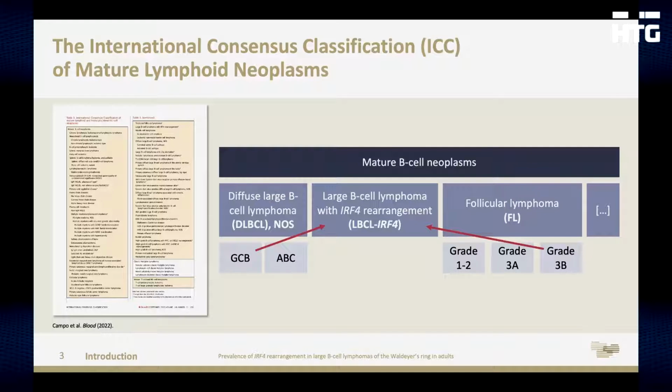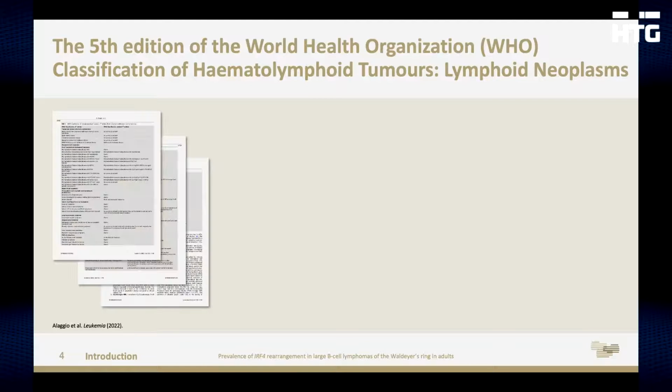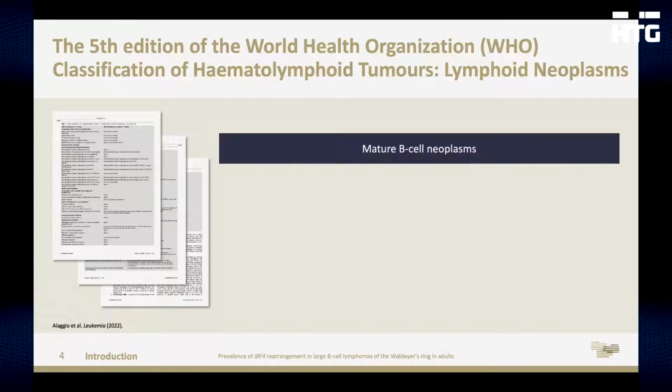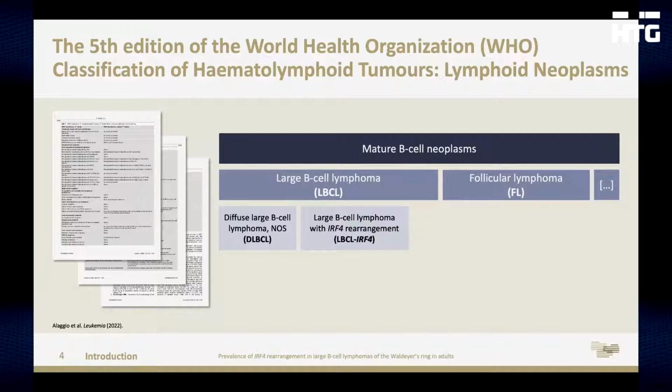These rearrangements led to a reclassification of those cases as cases of the new entity of large B-cell lymphomas with IRF4 rearrangement. The WHO classification, on the other hand, defines in the group of the mature B-cell lymphomas several subgroups, including the large B-cell lymphomas as well as the follicular lymphomas, among other entities. The group of the large B-cell lymphomas consists of the DLBCLs as well as the large B-cell lymphoma with IRF4 rearrangement and other entities. The WHO classification also uses the COO to further distinguish the DLBCLs.